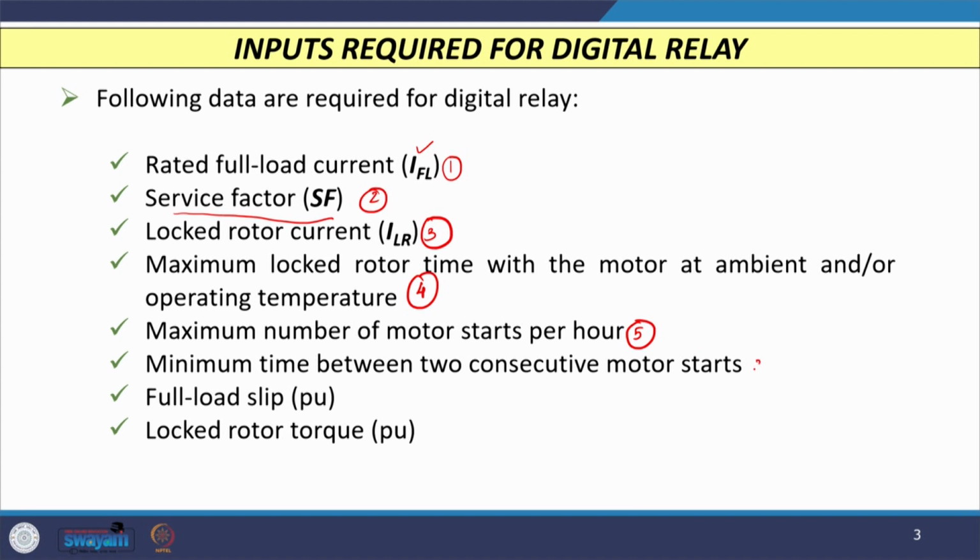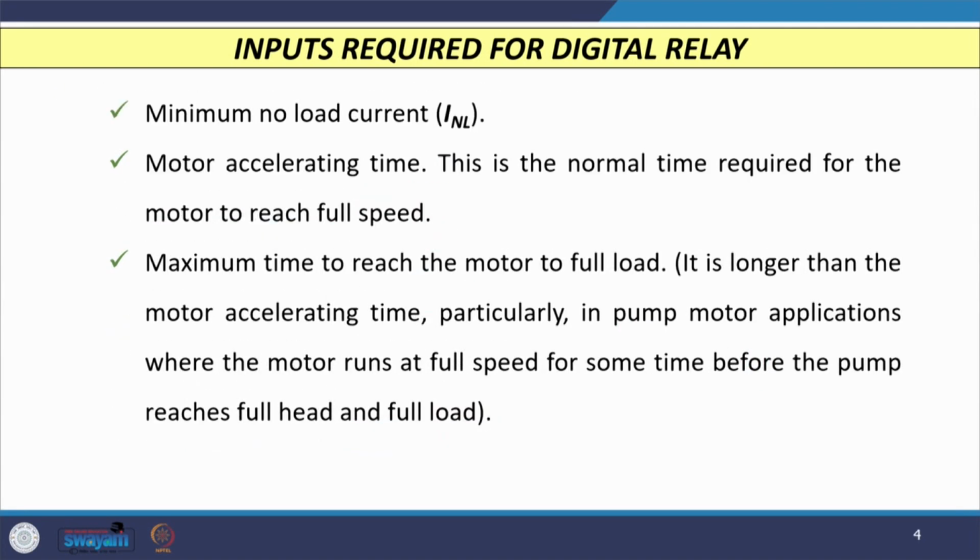The minimum time between two consecutive starts of the induction motor is another important input. Along with that, the full load slip in per unit and the locked rotor torque in per unit are also important inputs you need to give to the digital relay. You also have to give as an input the minimum no load current of the motor.